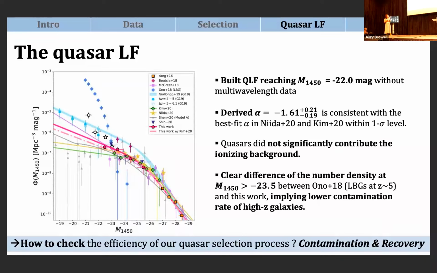And we also found a clear difference in the number density of the faint part of the quasar luminosity functions between ours and the Rutherford galaxy at redshift 5. This might imply the low contamination rate of line-of-sight galaxies. Then we checked the efficiency of our quasar selection process by estimating the contamination and the recovery rate.